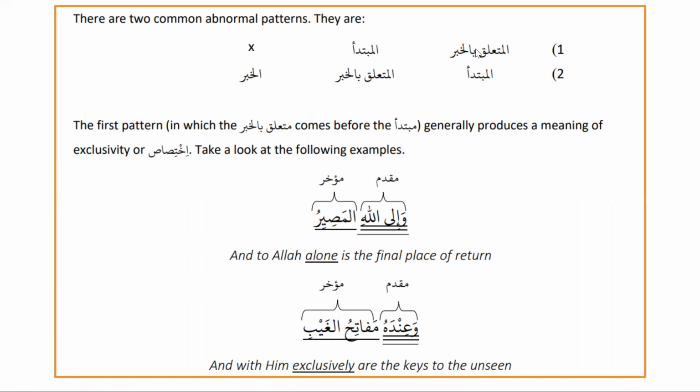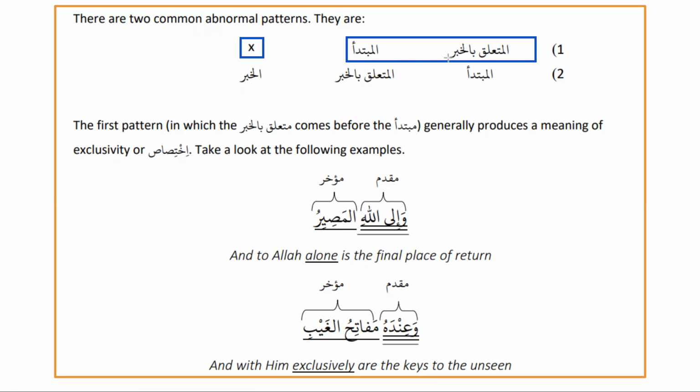One pattern is where the mutaliq bil khabar comes first, and then we have the mubtada, and there is no khabar. Another pattern that we find is mubtada, then mutaliq bil khabar, and then khabar. So let's take the first pattern, which is mutaliq bil khabar coming first and then mubtada, but there's no khabar. So mutaliq bil khabar comes before the mubtada.